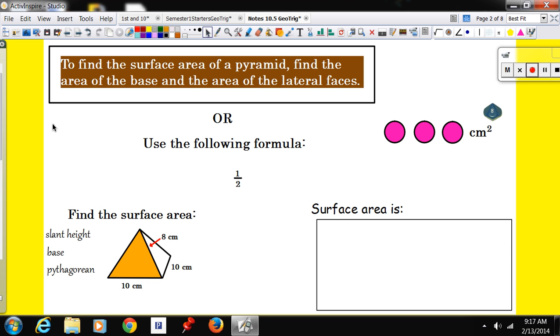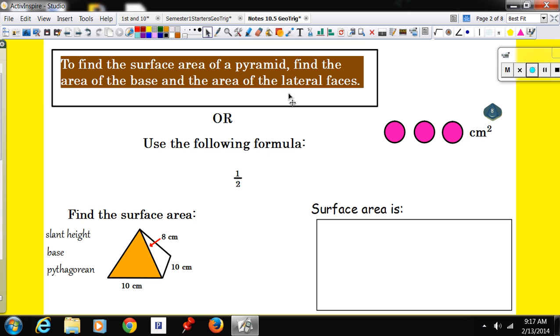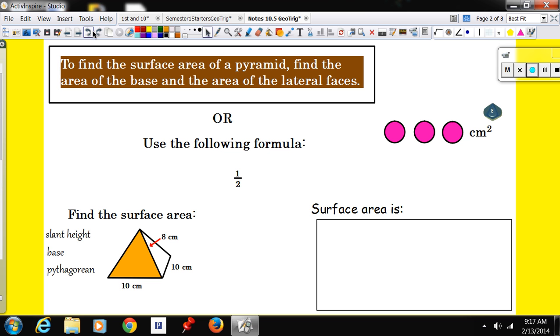To find the surface area of a pyramid, find the area of the base and the area of the lateral faces, which are the triangles. The lateral faces would be your triangles. So the lateral faces would be the area of all the triangles around the outside. The base is our big B, capital B, which we use for the area of the base, and the lateral faces would be all the triangles.